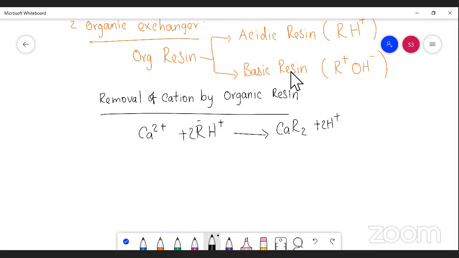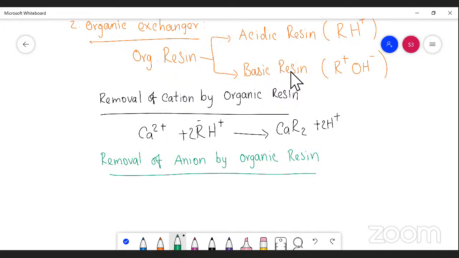Then removal of anion by organic resins. In this case, we are taking ROH. What is the anion here? That is Cl minus. Cl minus is reacted with ROH, that is R plus and OH minus. So we get RCl and OH minus.